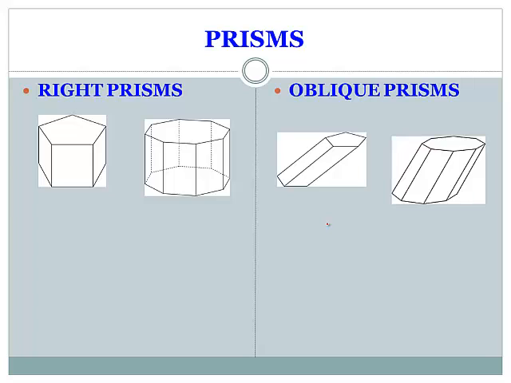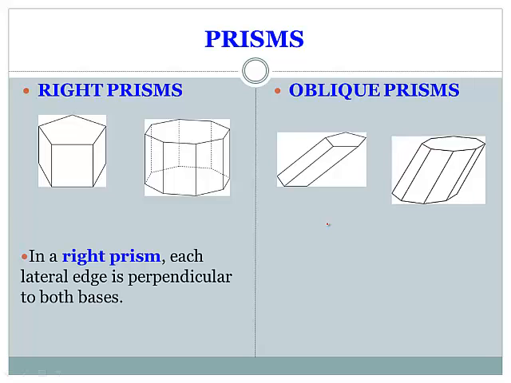Okay, so we have right prisms. In a right prism, each lateral edge is perpendicular to both bases. That means a right angle is created with the top face and the lateral edge here. This is the lateral edge I'm talking about, this rectangle here. So a right angle is created by the intersection of those two.